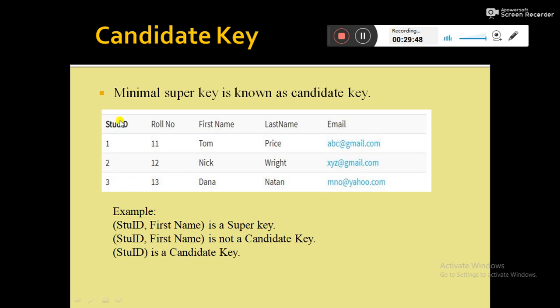And what about only stud ID? First of all, stud ID is a super key, yes, because with the help of stud ID we will be able to uniquely identify a particular record. Next question: is stud ID a candidate key? For a super key to be a candidate key, the super key must be minimal. So how to check? If you remove any one of the attributes, here only one attribute is there. If you remove the attribute stud ID, no attribute is left, so you cannot uniquely identify a record. That means this is a minimal set of attributes in that super key, so it is termed a candidate key.